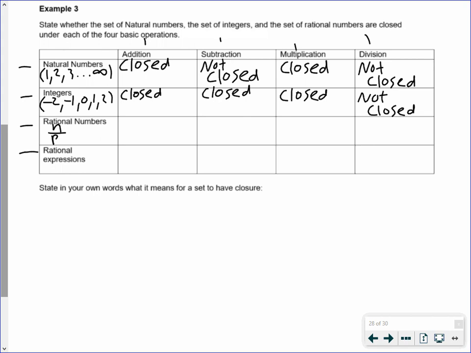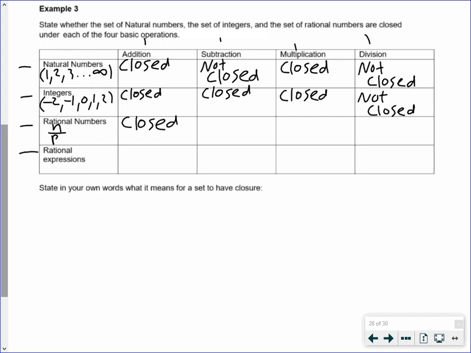So now we're going to see if the set of rational numbers is closed under addition. I'm going to talk about this in fractions, but remember, fractions do also include integer values. If I add any two fractions, I'm always going to get another fraction, right? Just find a common denominator, add them up, I'm going to get another fraction. So that means the set of rational numbers is closed under addition.